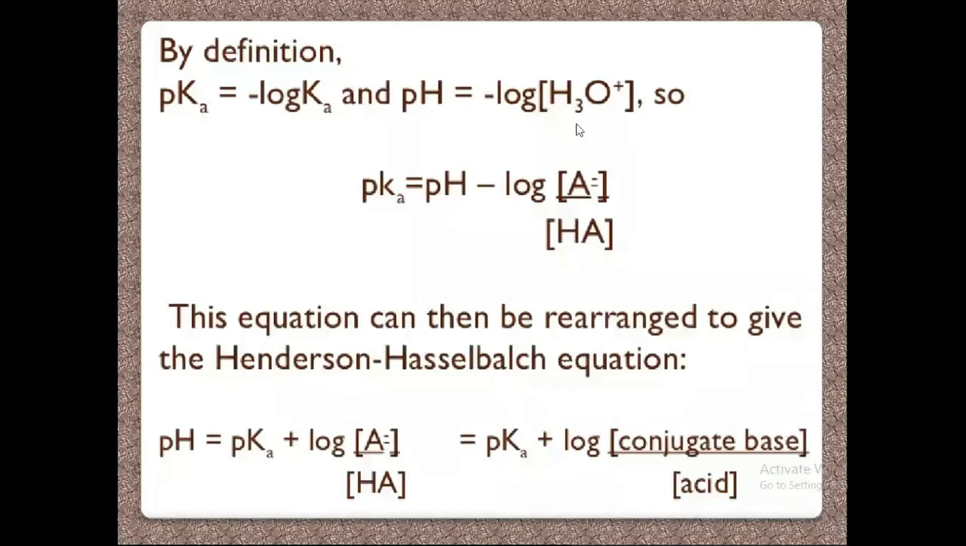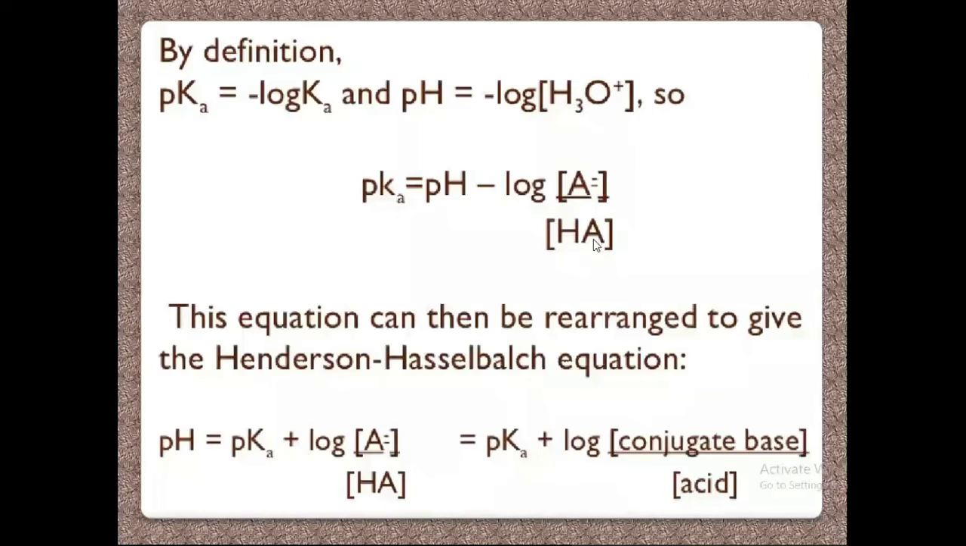pKa is equal to pH minus log of A minus by HA. I am using the symbol minus here so that it is reverted compared to the previous equation. So this equation can then be rearranged to give the Henderson-Hasselbalch equation.